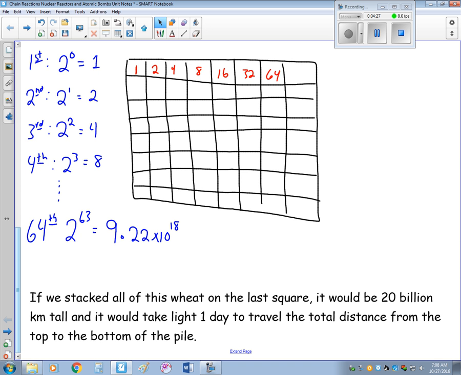So that's kind of the basics of a chain reaction. It starts small, and then it goes through what we call exponential growth. If I were to make a plot of this, the plot would look something like this. It's not quite a parabola, but it would be exponential growth.